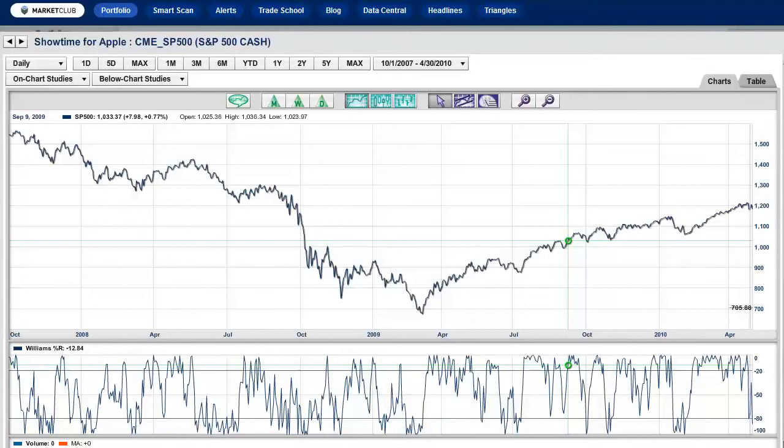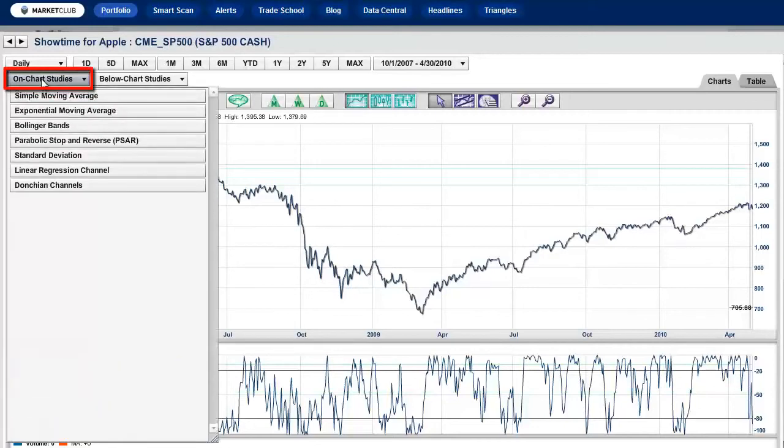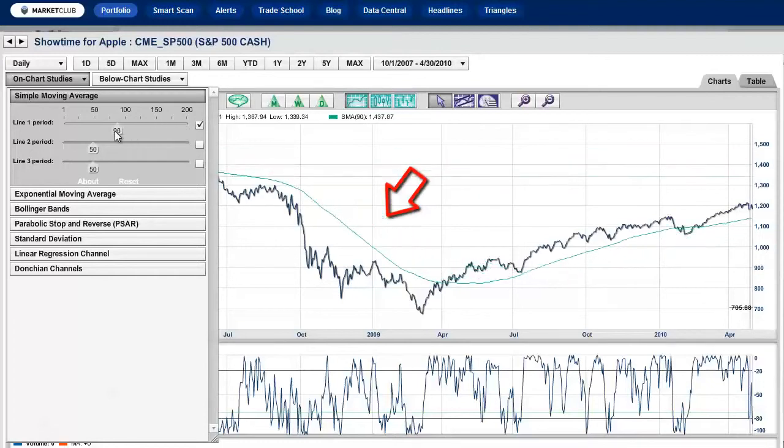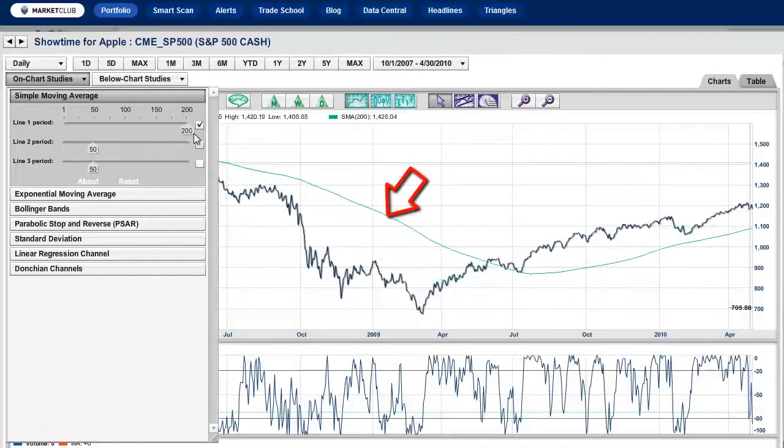What we're looking at is a close-only price chart, and we're going to put a simple moving average on this price chart. So go into On Chart Studies, just click once. You have a drop-down menu, and then choose Simple Moving Average. And for our purposes, I've already pre-selected a 200-day moving average. That's a standard longer term. Now, if you move this around, you can see how you can actually manipulate the moving average if you wish.